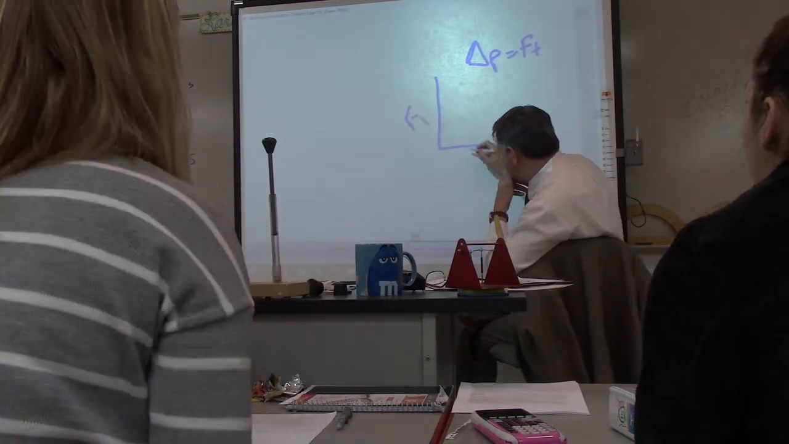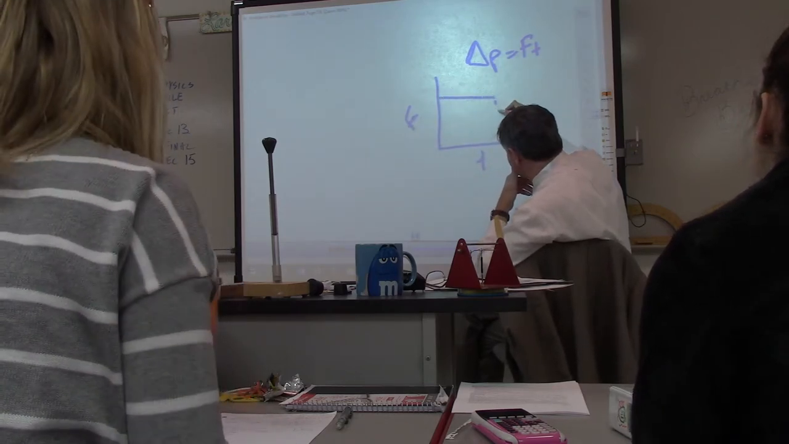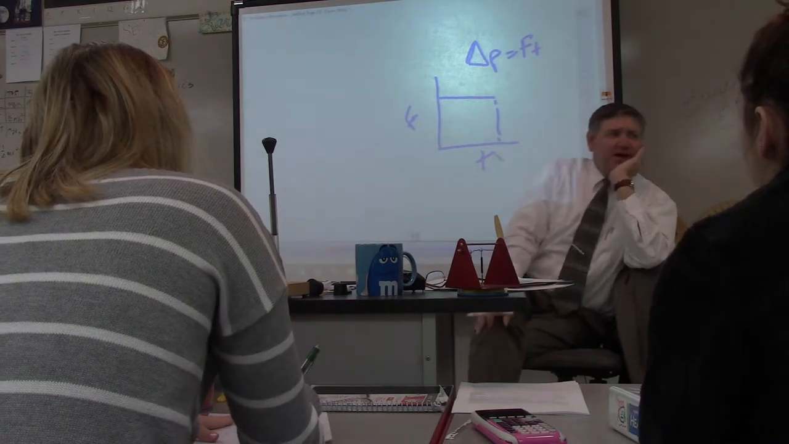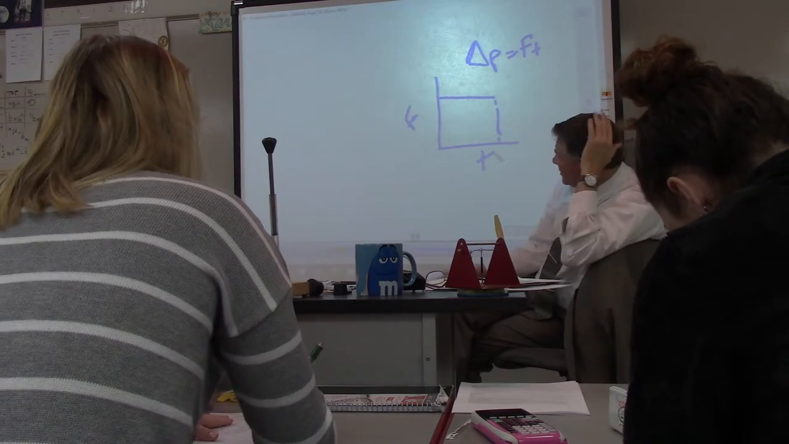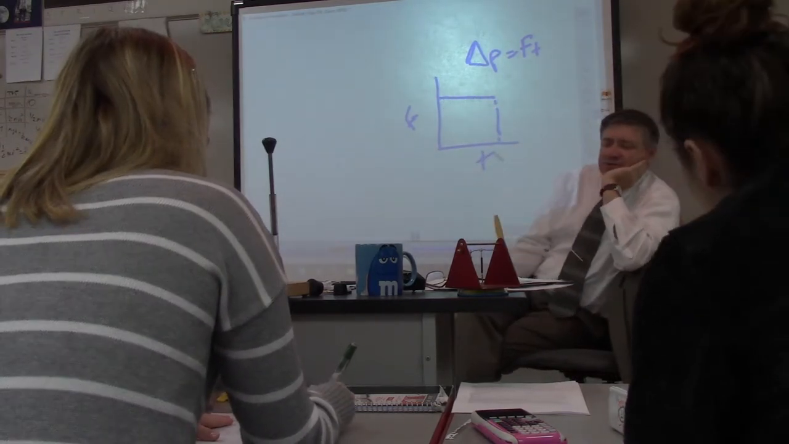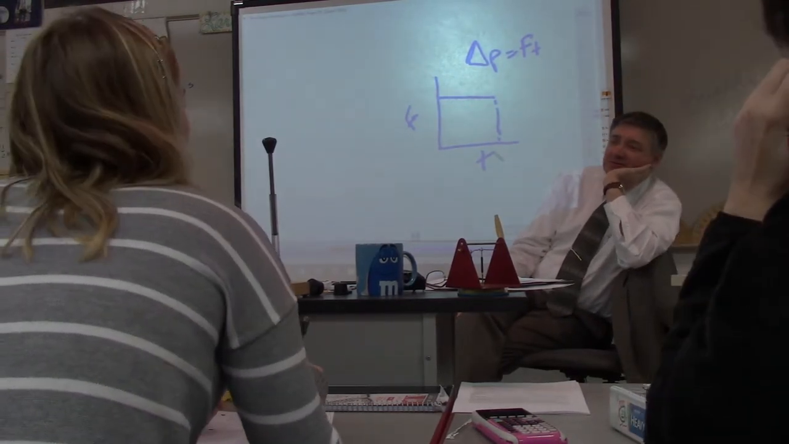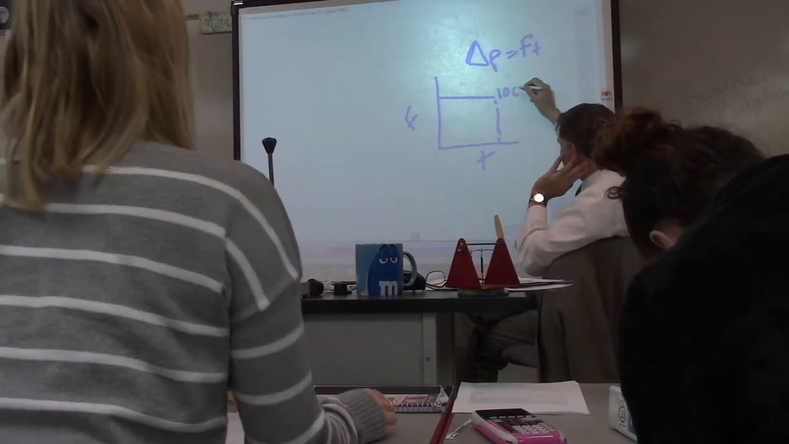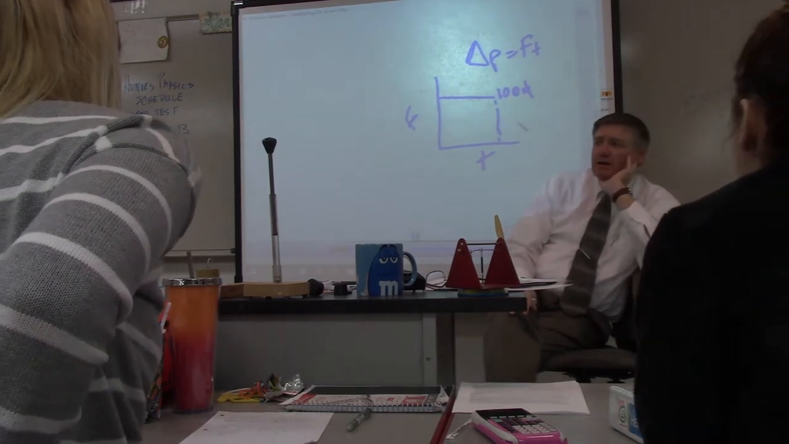So if I have a force time graph, and let's say that it looks something like this. Carson Pierce, tell me one thing that you can figure out from a horizontal line on a force time graph. Tell me one thing you can conclude. What the force is? What the force is, okay. That's legitimate. Let's say that's 100 newtons. All right, that's cool. What else can you figure out?